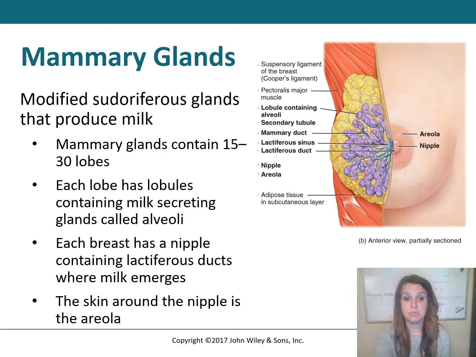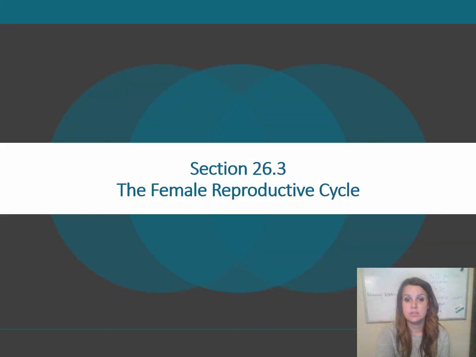Each breast has a nipple that contains lactiferous ducts, and this is where the milk comes out of, and then the skin surrounding the nipple is called the areola. So that's the end of section 26.2.